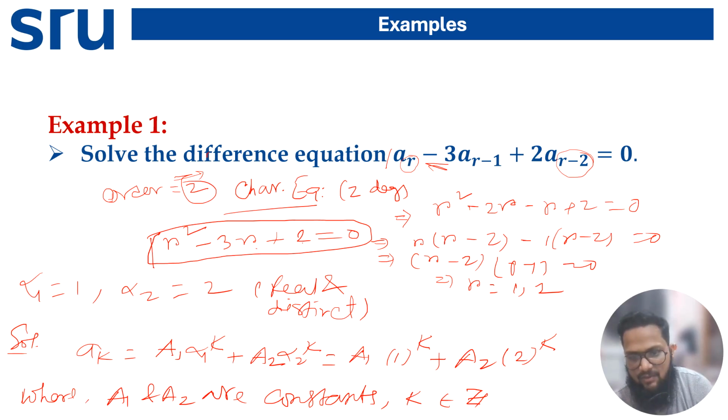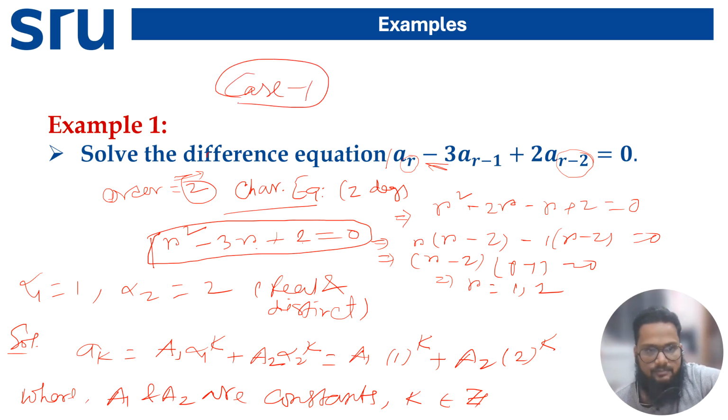If we change the value of k, suppose k is 1, one solution will be a1 plus 2a2. If k is 2, one answer will be a1 plus 4a2. If k is 3, one answer can be a1 plus 2 power 3, 8a2. So these are the many recurrent solutions for this recurrence relation you will get. So this will be an example under case 1. Right? Now a similar process.